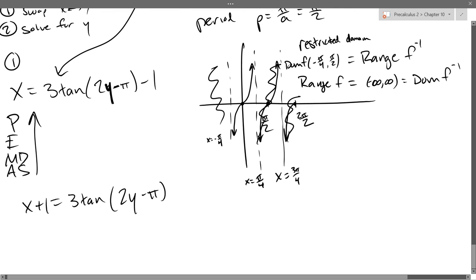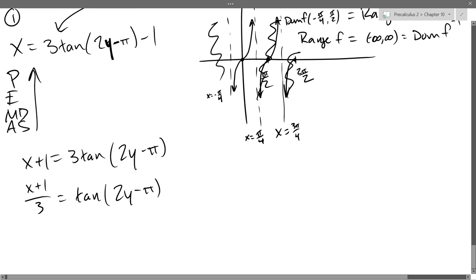Now I'm going to go for multiplication division. So that times 3, we're going to unmultiply by 3. So that's x plus 1 over 3 equals tangent of (2y minus pi). So here's the tricky part. I need to get the tangent function out of here. So how do I move a function to the other side of an equation? Inverse functions. So we're going to write tangent inverse. So we're going to move it to the other side with tangent inverse. So we get tangent inverse of (x plus 1 over 3) equals 2y minus pi.